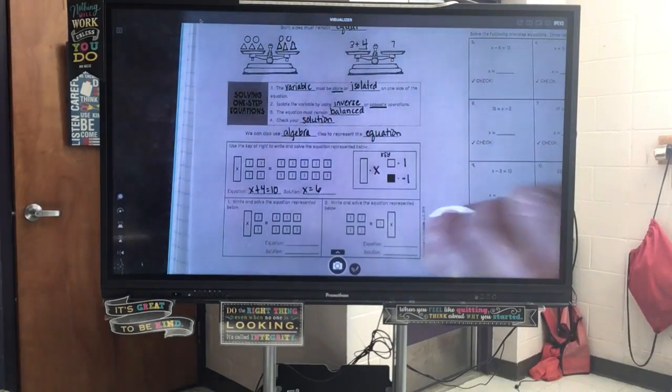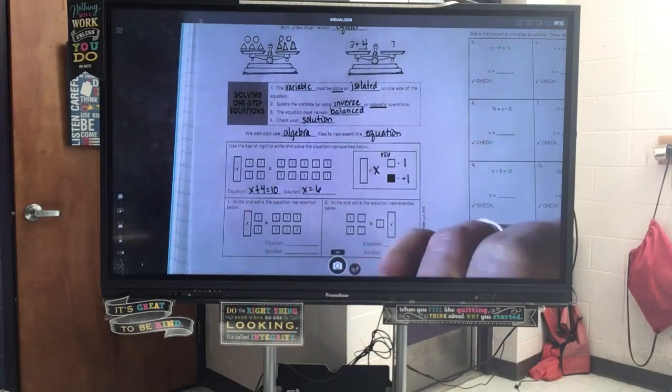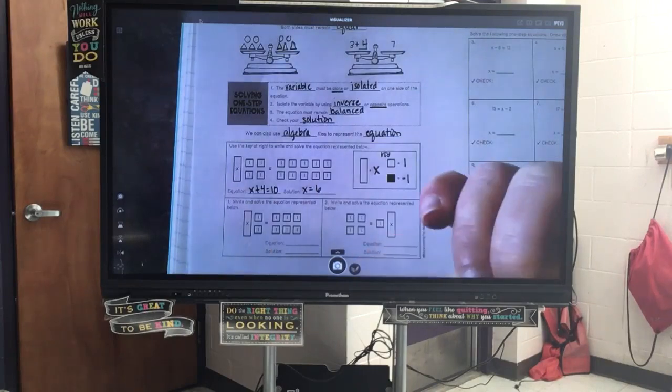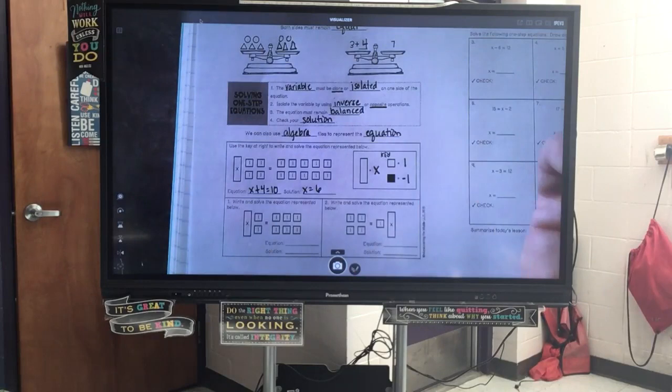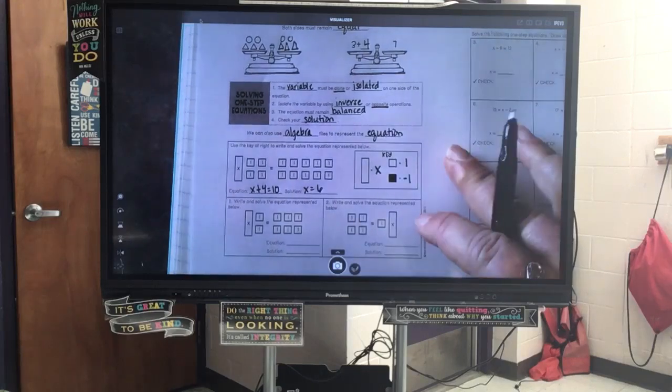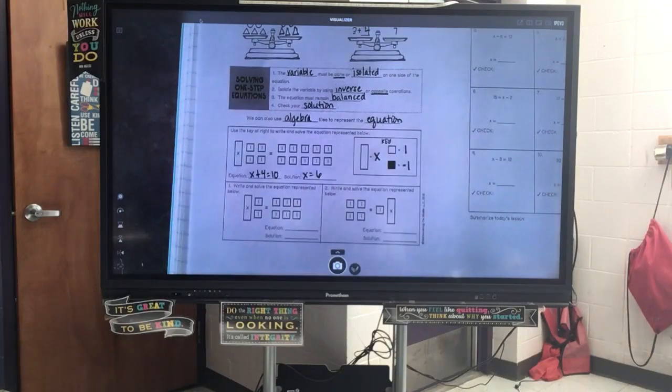Okay, so again, drawing a model might help you. You don't have to. And sometimes it's going to be easy to draw a model, but other times if you're dealing with really big numbers, you're going to be drawing models for days, and you don't have days to answer these questions, right?